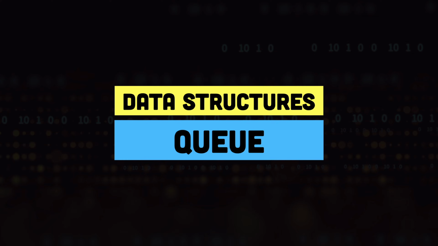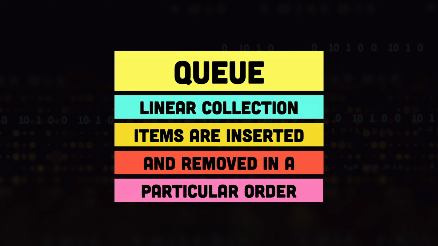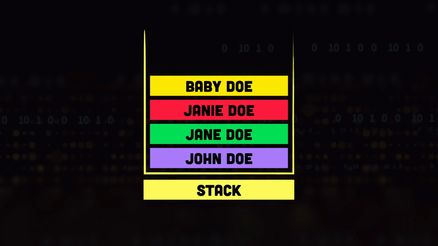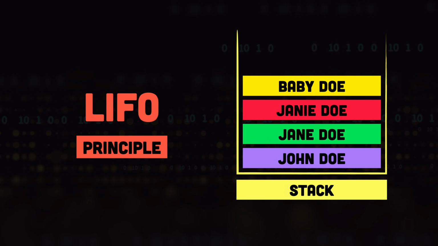In our last video we talked about the stack. Similar to the stacks, queue is a linear collection of items where items are inserted and removed in a specific order. If you recall the stacks from the last video, in stacks we used to have the items stored in a stacked format and they were taken out according to the LIFO principle, or last in, first out, which means that the item on top of the stack will be the first to be taken out.